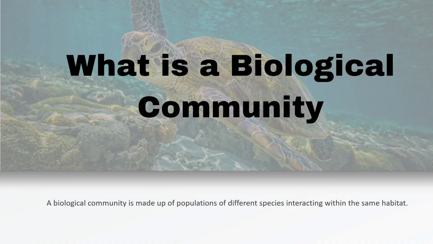A biological community is all the populations of different species living and interacting in the same habitat. This is where we start to think about relationships like predation, competition, mutualism, and parasitism, because communities are shaped by these interactions.